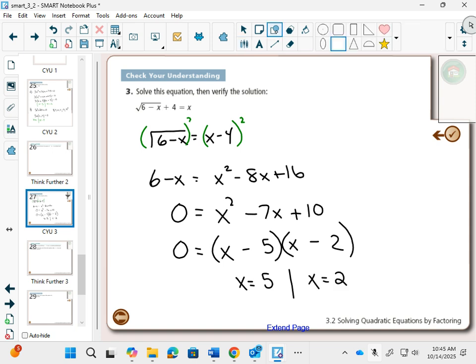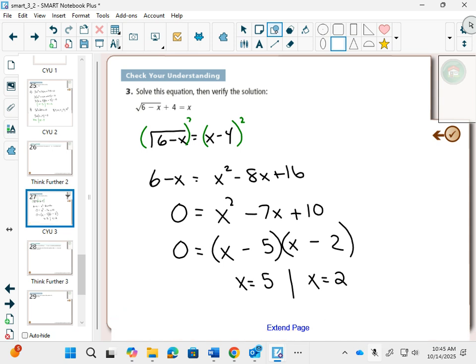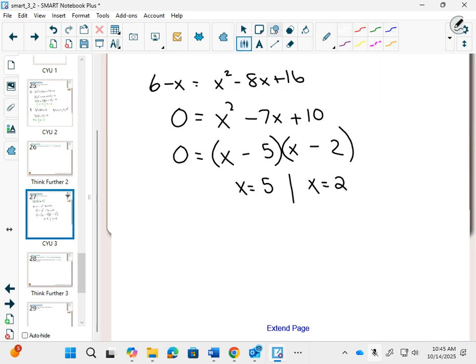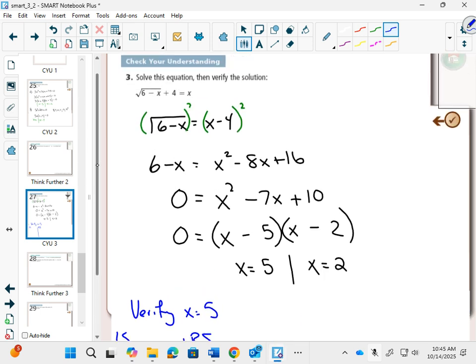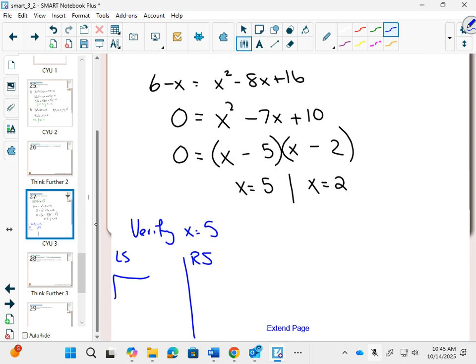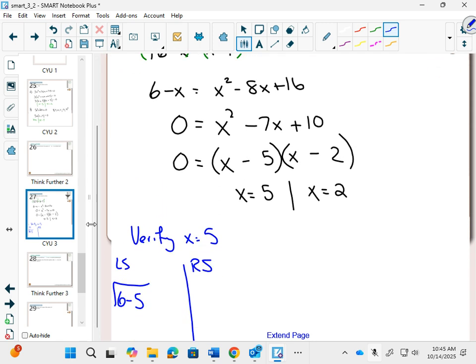But we also have to remember from our last unit that whenever you're solving a square root equation, you have to verify. So I'm going to start by, in blue, verifying x equals 5. How do we verify? We split up our equation, left side and right side. We go back to the original equation and plug in 5. So I would have the square root of 6 minus 5 plus 4, and on the right side was x, so I plug in 5.